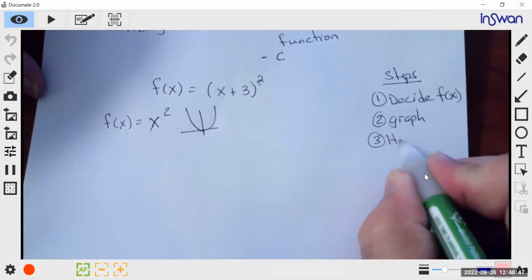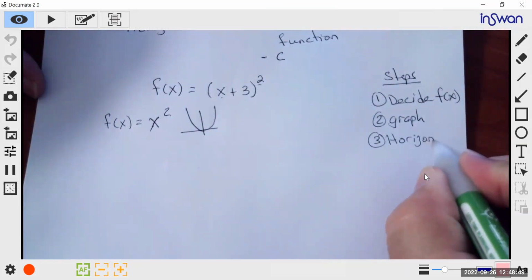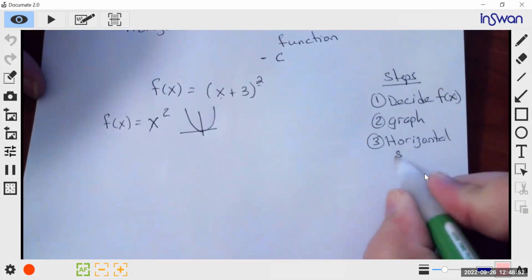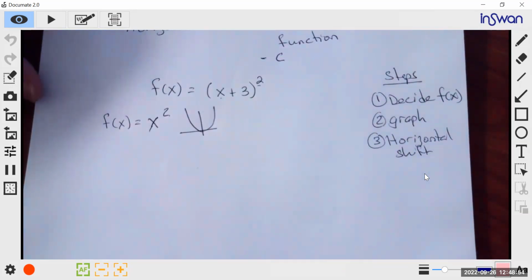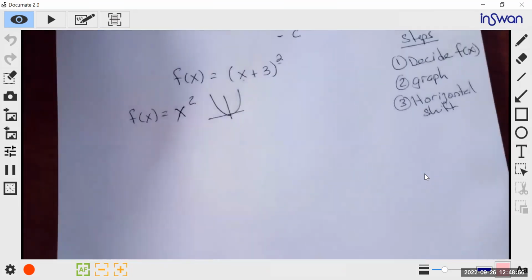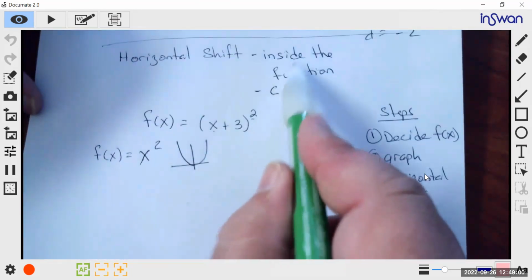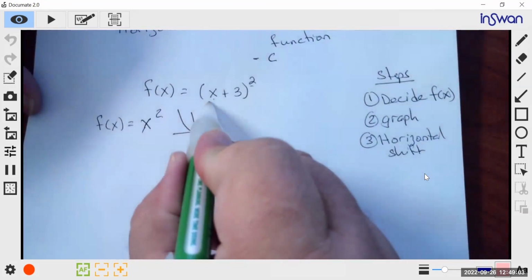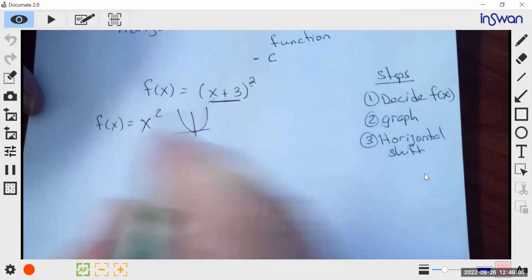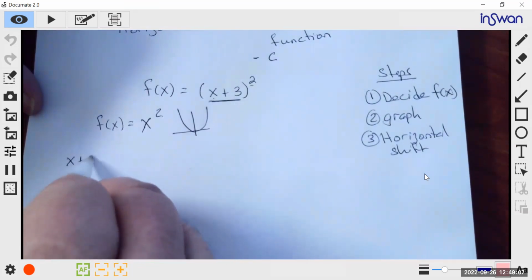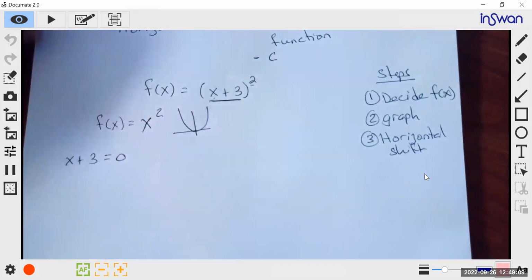Then we look at, is there a horizontal shift? Again, horizontal shifts occur inside the function. So inside the function, x plus 3 is your horizontal shift. How far does it shift left or right? Which direction?